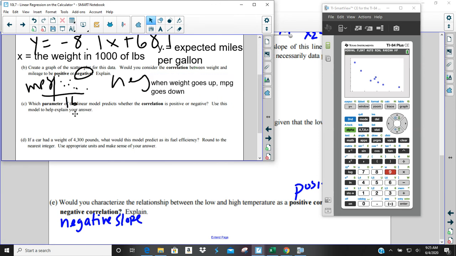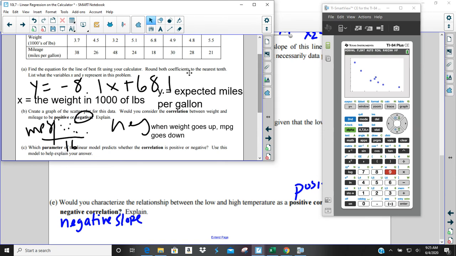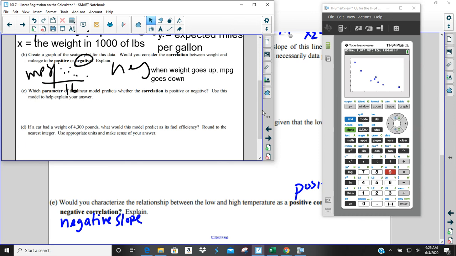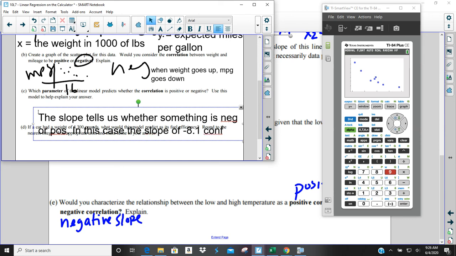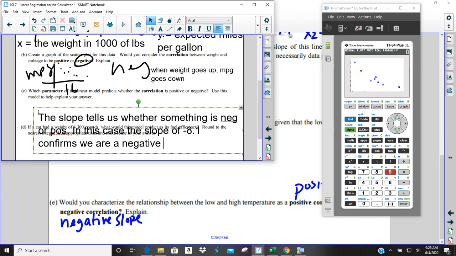Which parameter of the linear model predicts whether the correlation is positive or negative? Use this model to help explain your answer. So look, the slope is negative. When the slope is negative, that tells me that I'm going to have a negative correlation. So the slope tells us whether something is negative or positive. In this case, the slope of negative 8.1 confirms we have a negative correlation.